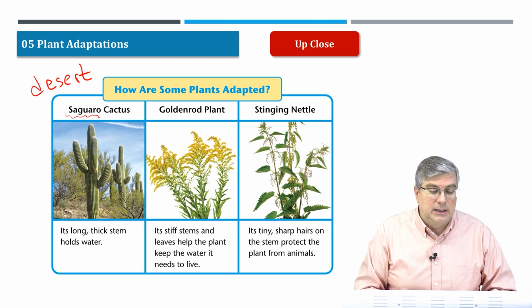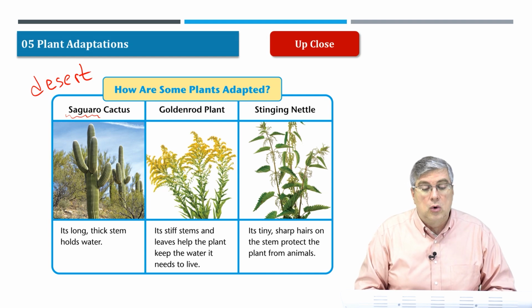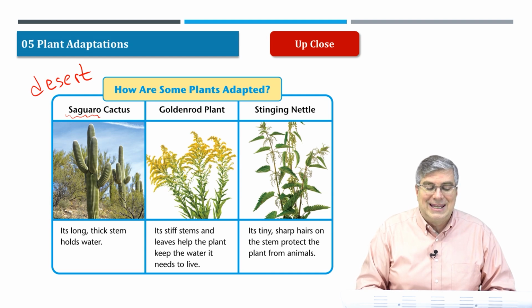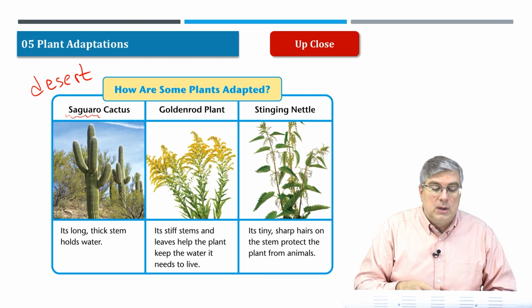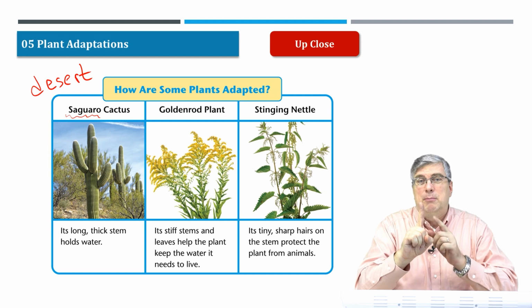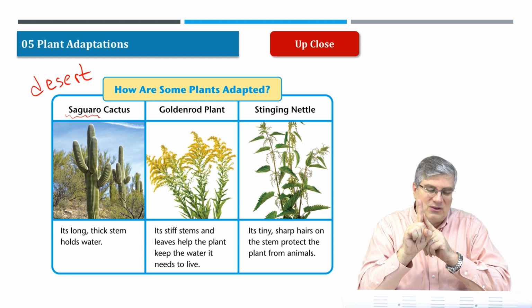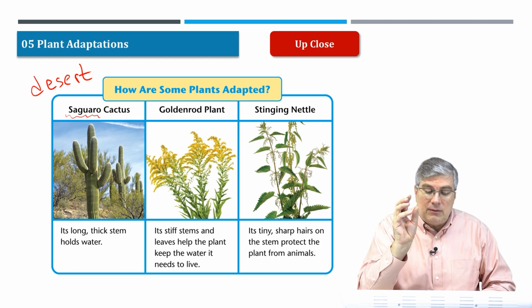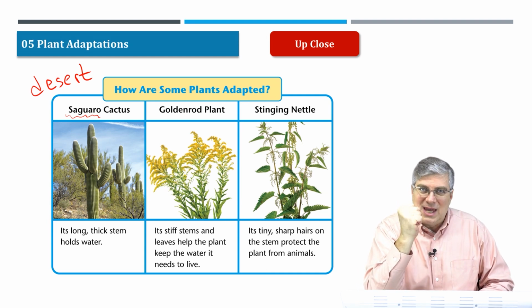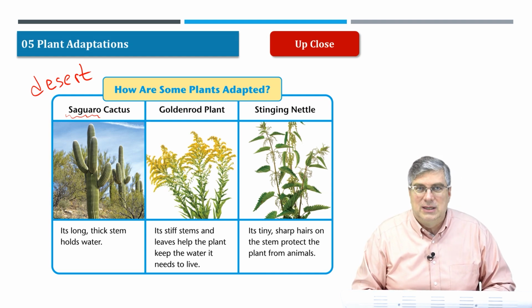Okay, goldenrod plant. That's a type of plant, usually not in the desert, maybe more prairie or woodlands. Its stiff stems and leaves help the plant keep the water it needs to live. Stiff means it's strong. The stem is, of course, the main part of the plant, and it's stiff. It doesn't bend easily in the wind. And it also has stiff leaves. They help the plant save the water inside of it, because the plant needs that water to live.